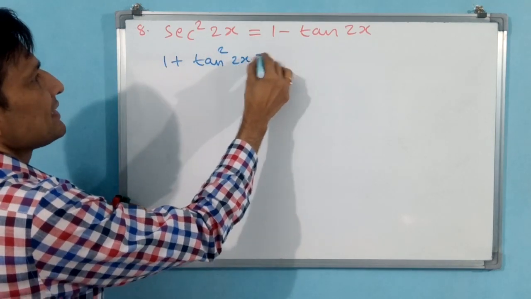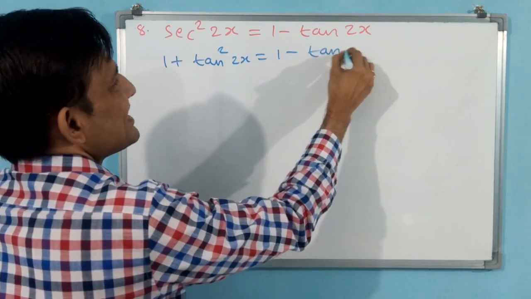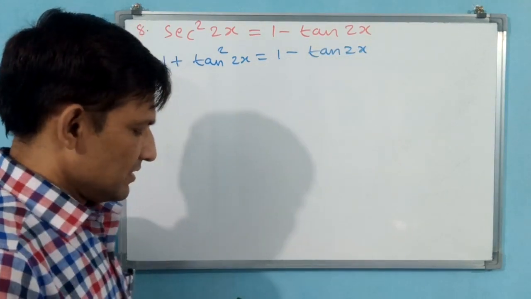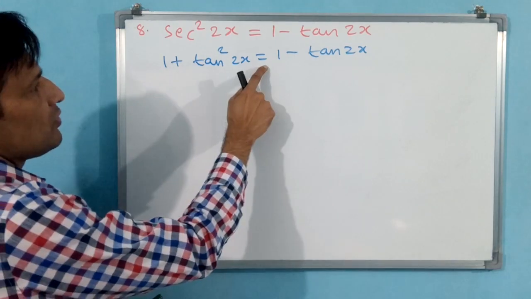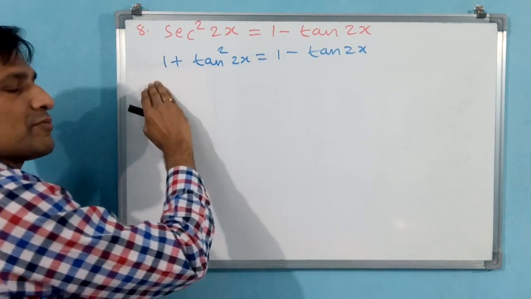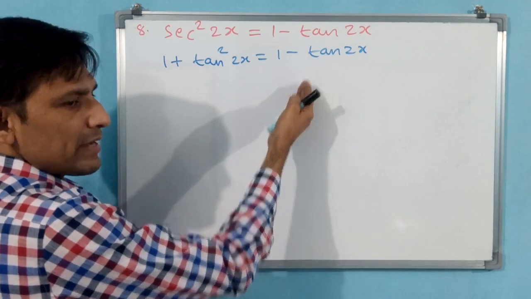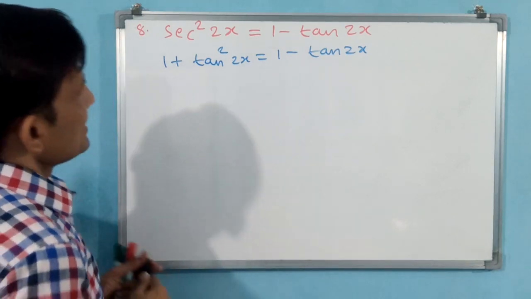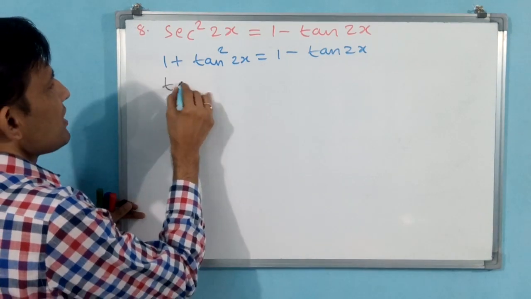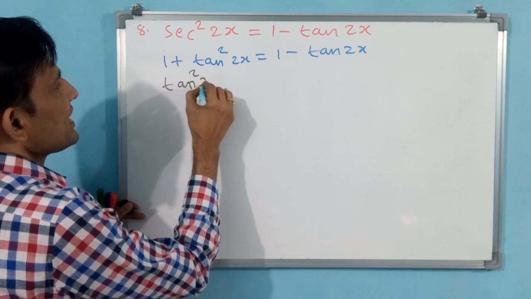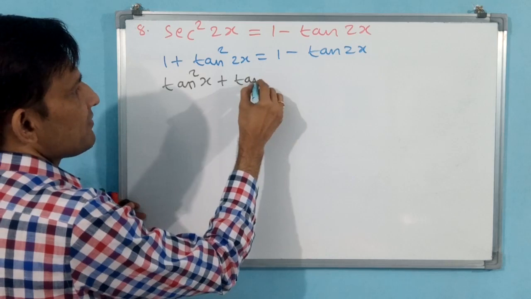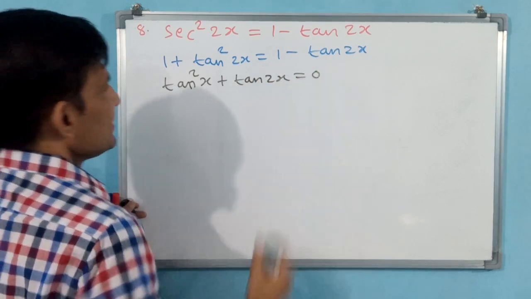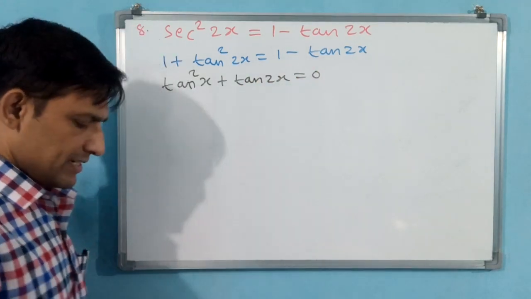Theta means here 2x is equal to 1 minus tan 2x. Now you tell me, the 1s are going to get cancelled or not? Why? Because equal to is there, plus 1 on this side means 1 minus 1, this side it goes 1 minus 1. Now tan square 2x like that only it will be there. Minus tan 2x is going to become plus tan 2x if it comes this side. Is it correct? Definitely correct.